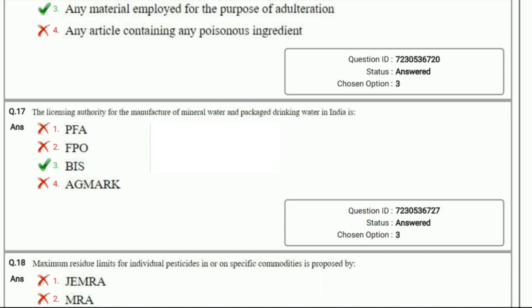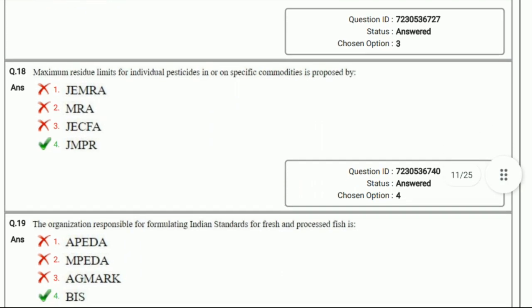This thing has been very clearly discussed in our last video. You can see that video also. Maximum residue limits for individual pesticides in or on specific commodities is proposed by. So the answer is JMPR. It stands for Joint Meeting on Pesticide Residues. So it specifies what should be the maximum residue limits of pesticide in a particular food article.